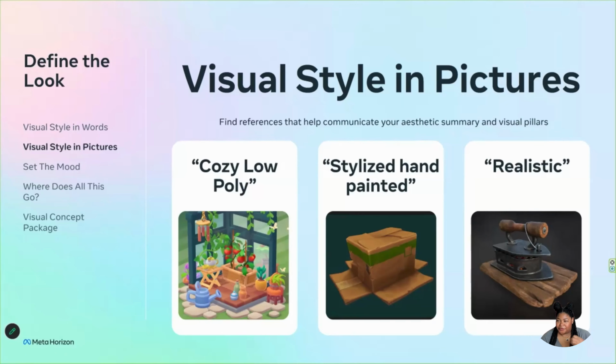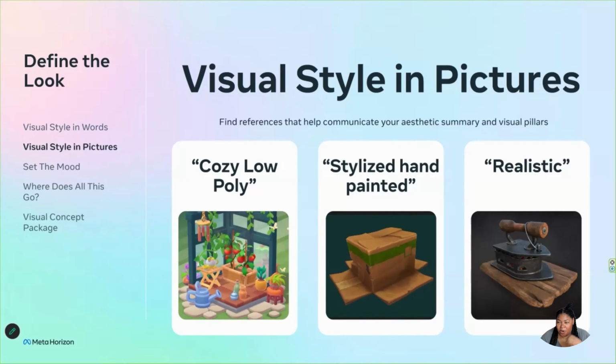If you don't know different words you can use to communicate style, if you look at a game asset store, a lot of times they'll have a filter that'll help you come up with those terms. So these are some examples here. If you type something like cozy low poly, you might get something that looks like that image below it. Same with stylized, hand painted, and realistic.